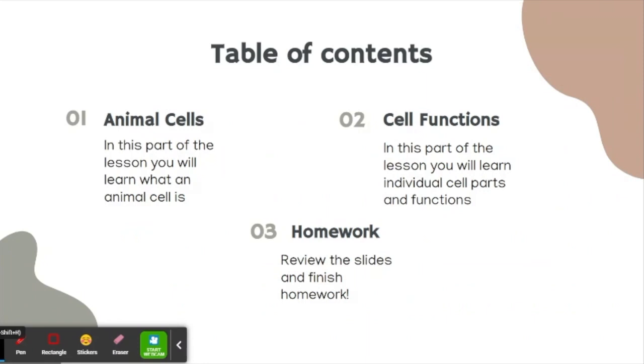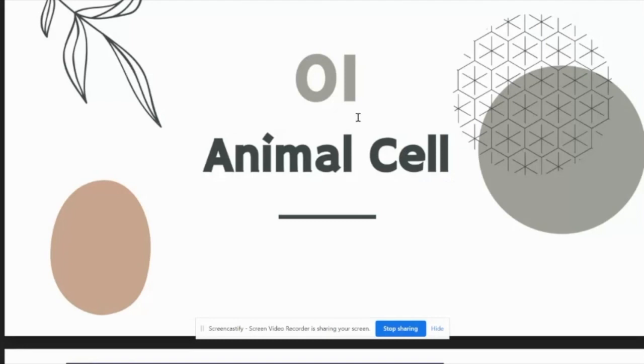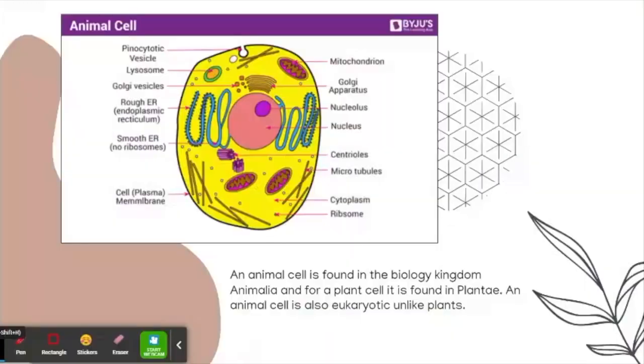In this lesson, you will learn what animal cells are, individual cell parts and functions, and the homework. Now, the first subject, we will talk about what an animal cell is. Animal cells are eukaryotic, unlike plant cells, and also animal cells are in the animal system of the biological kingdom, while plant cells are found in the plantae system.